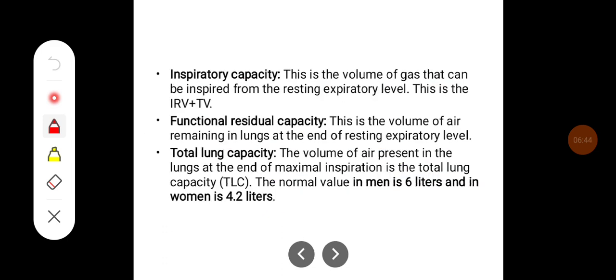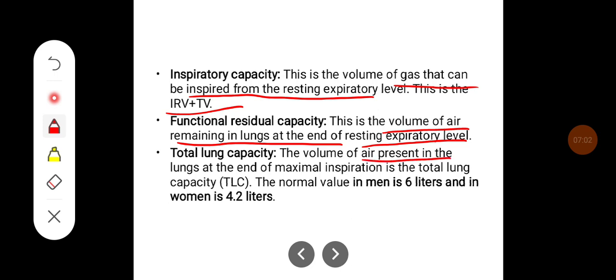Inspiratory capacity, this is the volume of gas that can be inspired from resting expiratory level. So this is IRV plus TV. Functional residual capacity is the volume of air remaining in the lungs at the end of resting expiratory level. The total lung capacity is the volume of air present in the lungs at the end of maximal inspiration. The normal value is 6 liters in men and in women it is 4.2 liters.